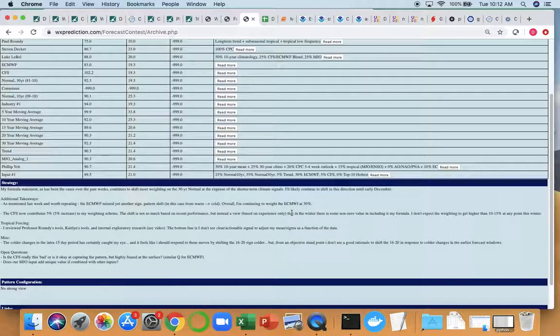The other adjustment I made this period is to put a 5% weighting on the CFS. You can see that here. Previously, I had 0%. The reason I did this is not so much recent performance, which I don't think has changed significantly. It's the belief, based on experience and nothing more, that as we get into winter, the CFS should have some weighting in my formula. So it's more of a subjective, experiential view, but I feel uncomfortable putting 0% weight in for the winter.